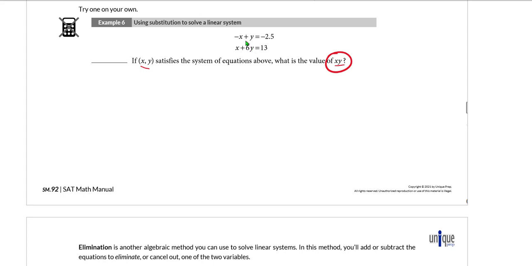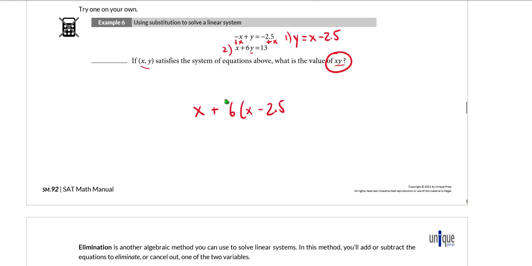So we're going to do this using substitution. Again, what variable do we want to isolate? It doesn't really matter. What I'll do is I'll add x to both sides of the first equation, and I will get y equals x minus 2.5. So the first equation, equation 1, is now y equals x minus 2.5, and the second equation is x plus 6y equals 13. So now what I am going to do is write x plus 6 times, substituting for y, I get minus 2.5.